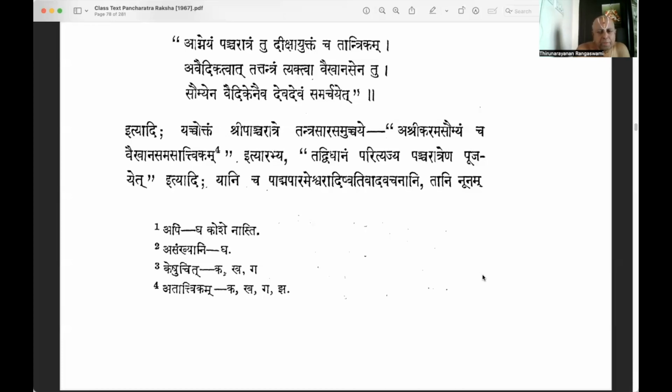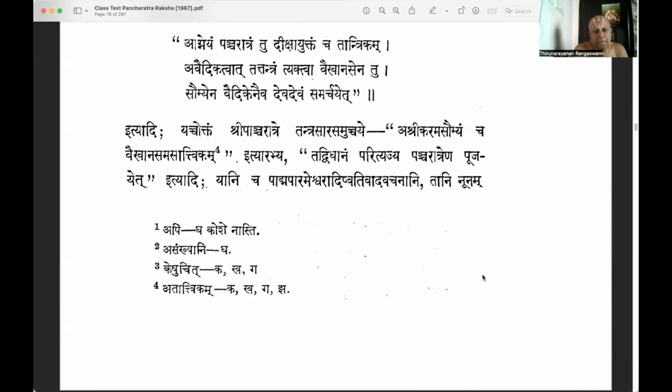It's a friend. Scripture is our friend. So, Saumyena Vaidikena Eva Deva Devam Samarchayet. Deva Devam, God of gods, namely Lord Sriman Narayana, must be worshipped well. Samarchayet, this word we have already come across. He is to be worshipped well only by the friendly scriptures, or pleasant scriptures, or favorable scriptures, ityadi, etc.